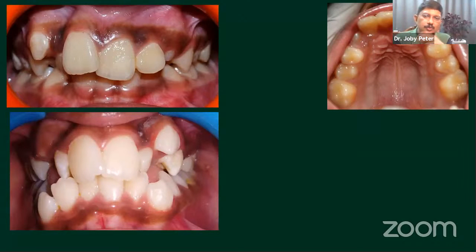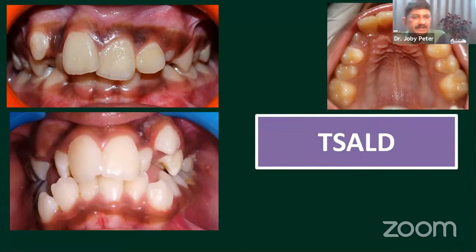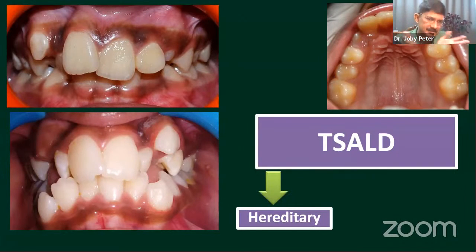So that is called tooth size arch length discrepancy. Once again, tooth size arch length discrepancy. When the pure morphology of the tooth, the shape and size of the tooth, is abnormally big compared to the space provided in the arch, you call it a tooth size arch length discrepancy, and mostly it is hereditary in nature, running in the family.